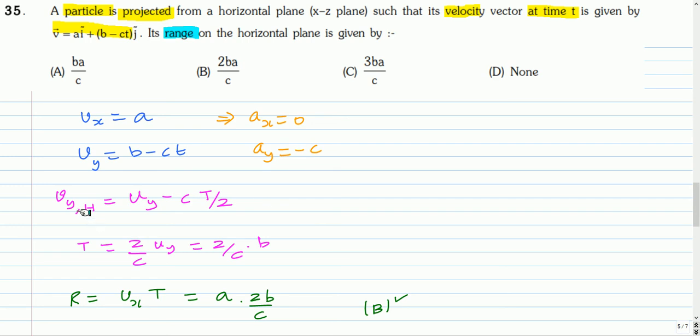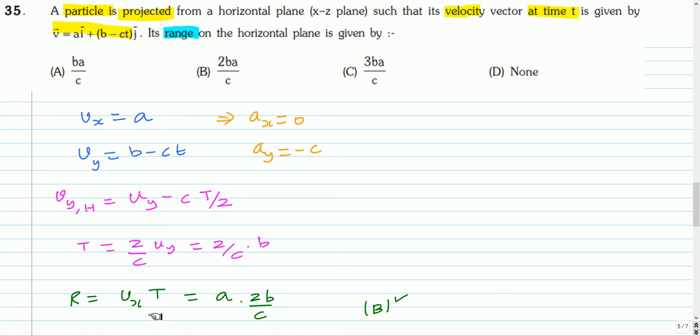So velocity in the y direction at height h is u minus c into half the flight time. So from this we get the time of flight as 2 by c into uy, because the y component of velocity at the maximum height point is 0. So that is 2 by c into uy. At time t equal to 0, the velocity is b.